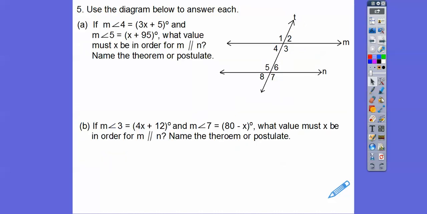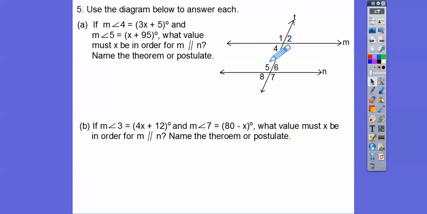Okay, all right, so here, use the diagram to answer each. Okay, so let's see. So we give us angle 4. Angle 4 is right here. I'm going to float this 3x plus 5 right here, and then angle 5 is right here.